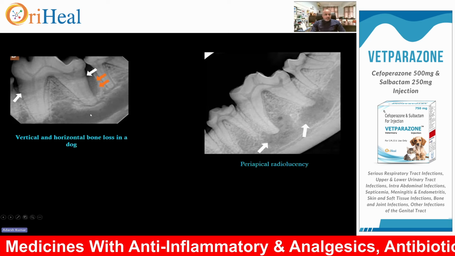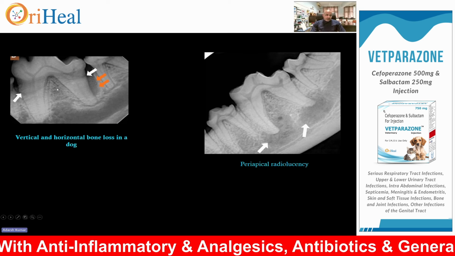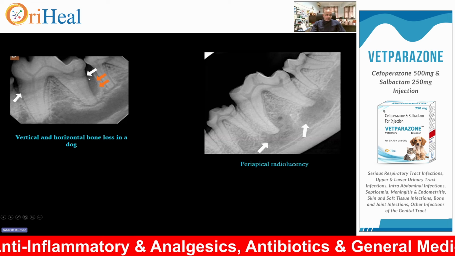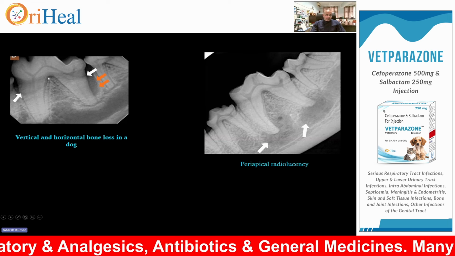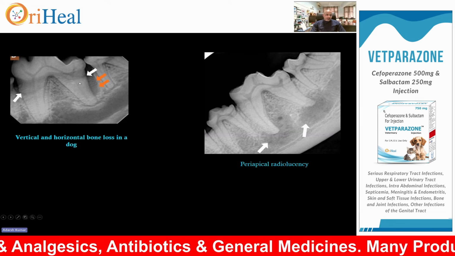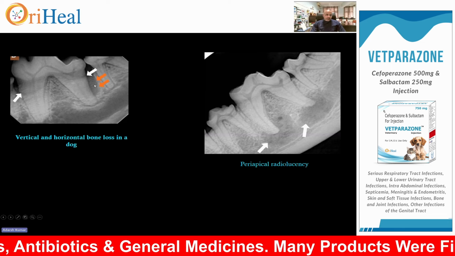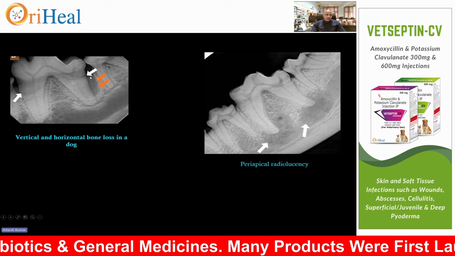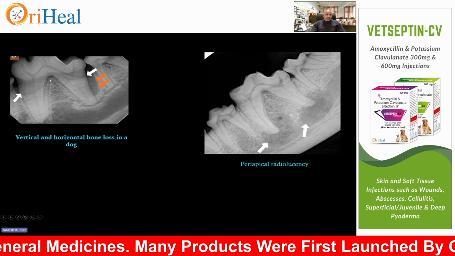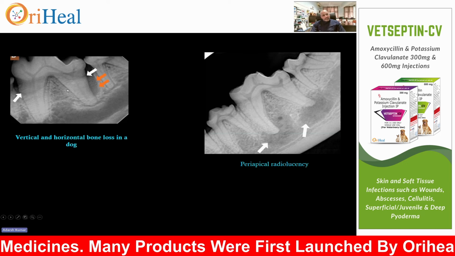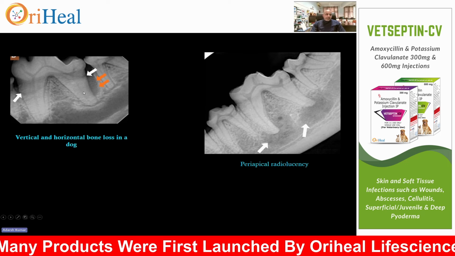Then see, when you talk of vertical and horizontal bone loss in a dog, here there is a vertical bone loss, and here you can see this is exposed. This is horizontal bone loss, and this one is a vertical bone loss. That means there is a gingival recession. At the same time, there is bone loss, and the furcation is exposing. And as the furcation is exposing the root, it is getting loose, and eventually the mobility will start.